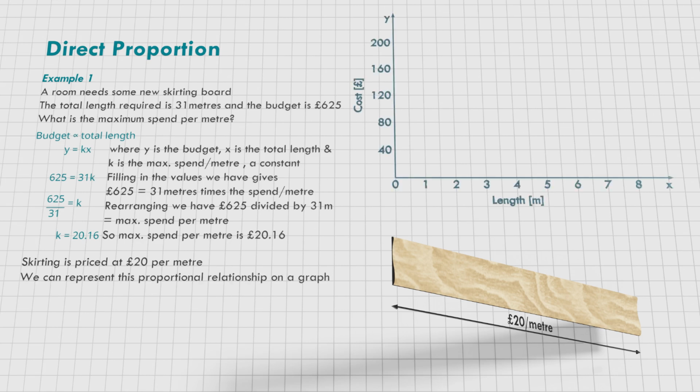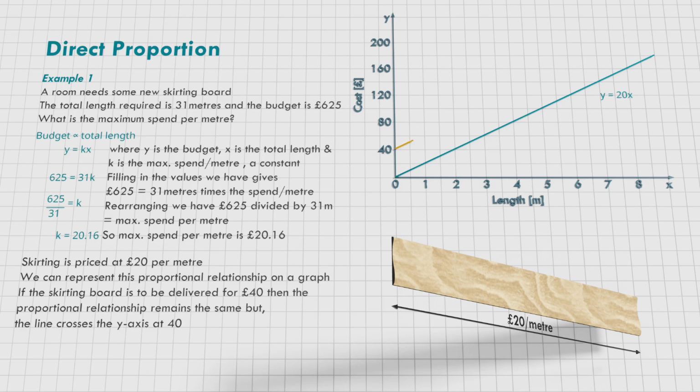We can represent this proportional relationship on a graph. If the skirting board is to be delivered for £40, then the proportional relationship remains the same, but the line crosses the y-axis at 40.